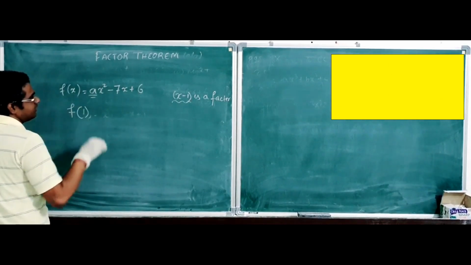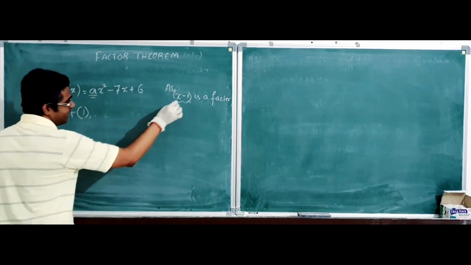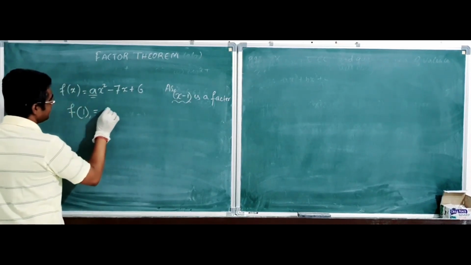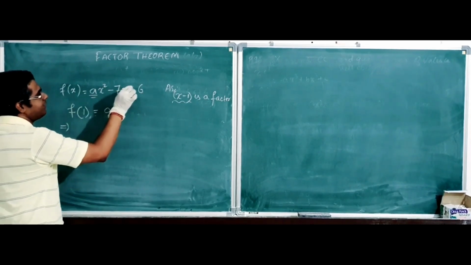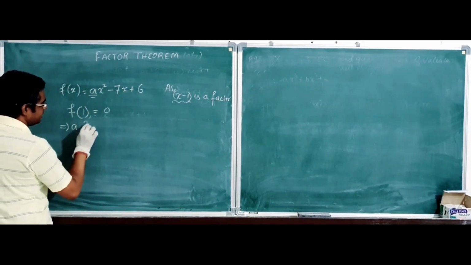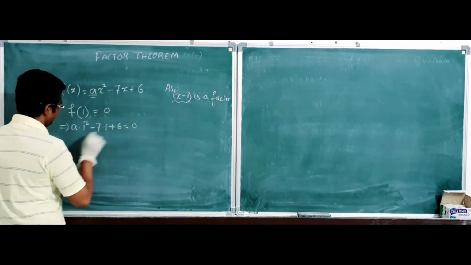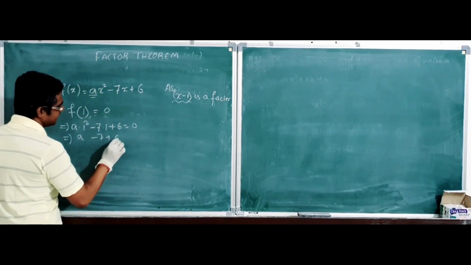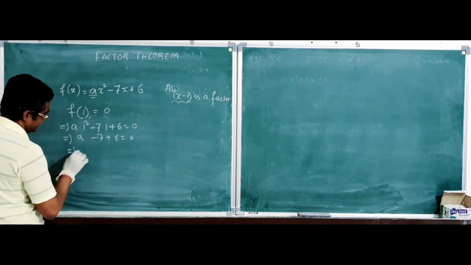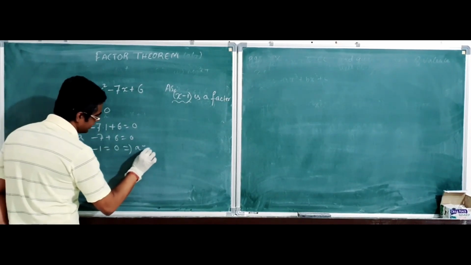See, f(1): as x minus 1 is a factor, we can write f(1) is equal to 0. So what is f(1)? It is putting the value of 1 in place of x. So a into 1 square minus 7 into 1 plus 6 is equal to 0. So this will come out to be a minus 7 plus 6 is equal to 0. Here we will get a minus 1 is equal to 0, and a is equal to 1.